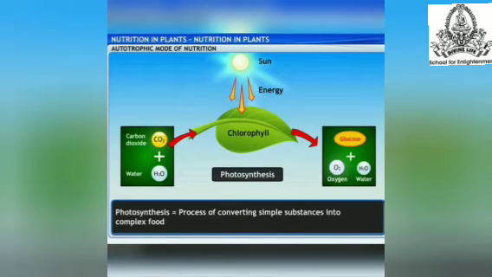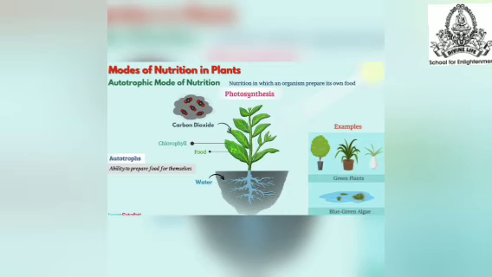Green plants are autotrophic and synthesize their own food by the process of photosynthesis. During this process, green plants make their food from carbon dioxide and water by using sunlight energy, and in the presence of chlorophyll, the food is converted into the form of glucose. Green plants and blue-green algae are examples of autotrophs.